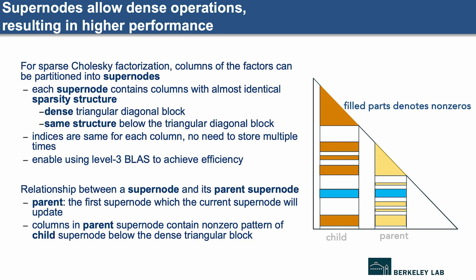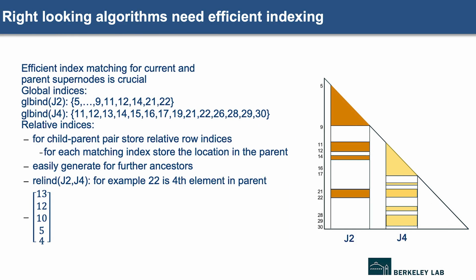We also want to define a relationship between a supernode and its parent supernode. The parent supernode is the first supernode which the child supernode will update. And we should note that the columns in the parent supernode contain the non-zero pattern of the child supernode below the dense triangular block. And here we show as an example, the blue block in the child supernode is also present in the parent supernode.